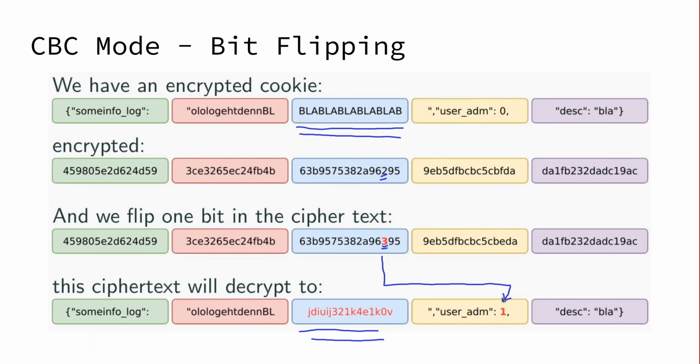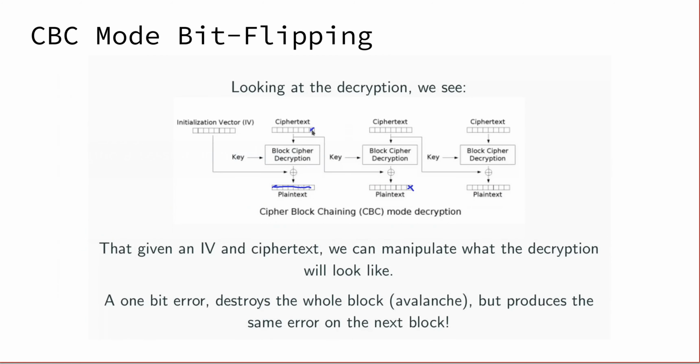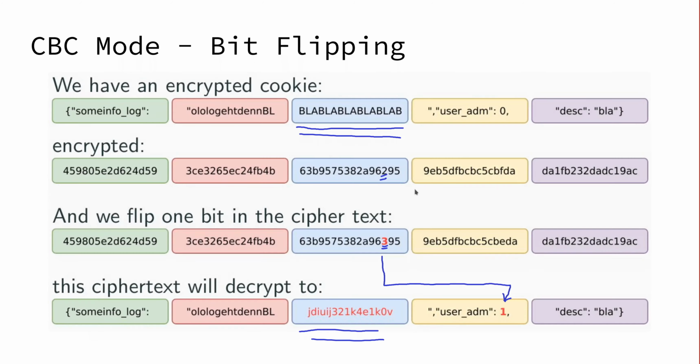So in the decryption, what the server will see is that user admin is flipped to 1, because this bit flip propagated to the next block, as we have seen here. Flip this bit, the same bit is flipped in the plaintext block. So this obviously can go wrong. In the next video we'll see how this leads to one of the most common security vulnerabilities in CBC mode usage.